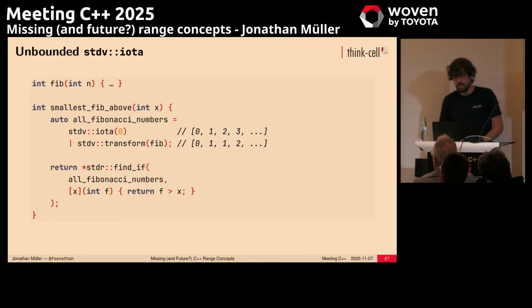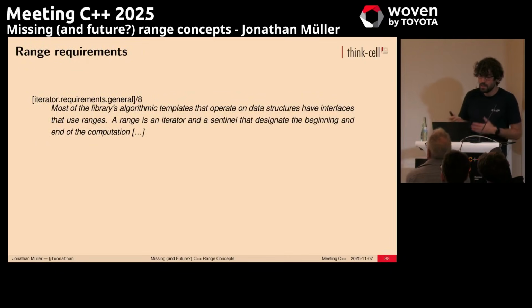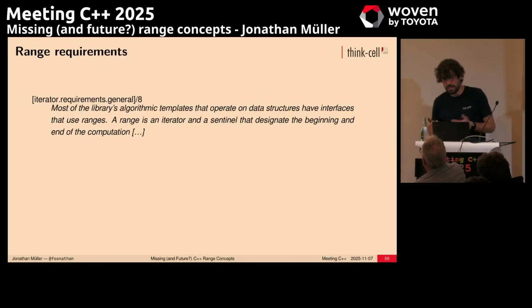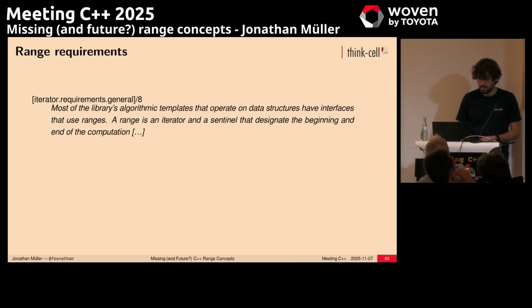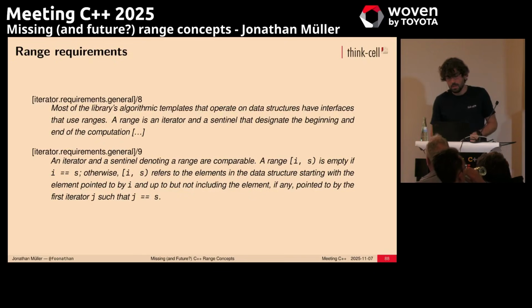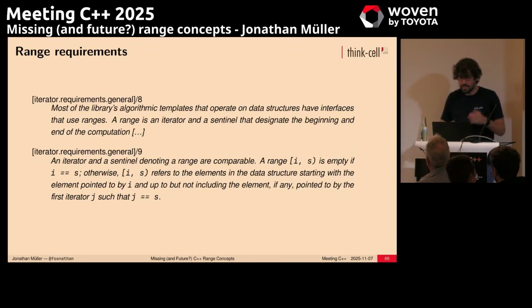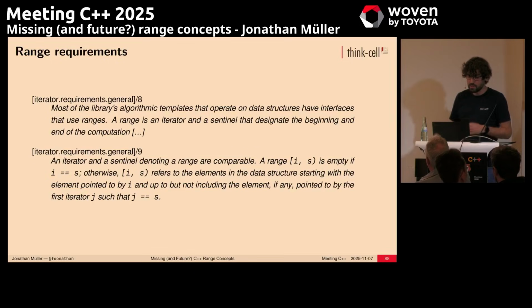Now let's look at the C++ standard. A range is an iterator and a sentinel that designates the beginning and end of the computation. A range [i, s) is empty if i is equal to s, otherwise it refers to the elements in the data structure starting with i and up to but not including the element pointed to by the first iterator j such that j is s.